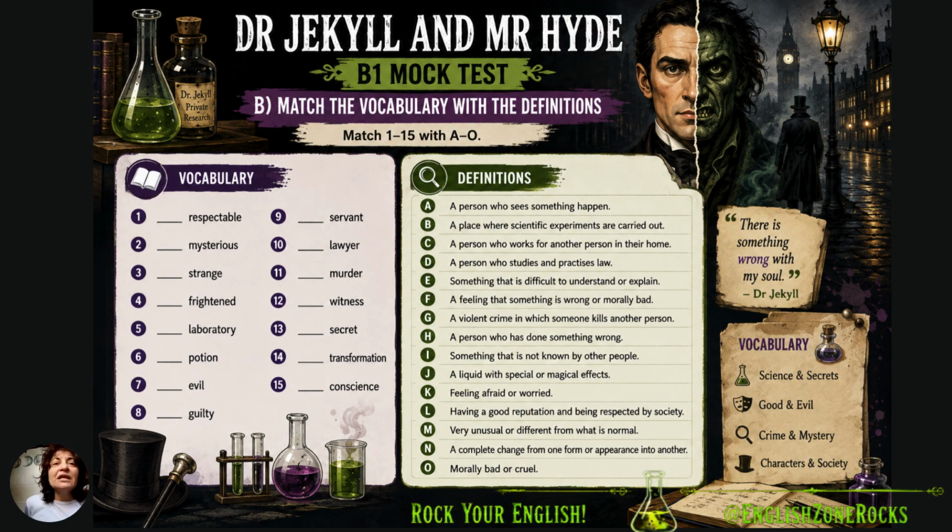There we have a message. There is something wrong with my soul, Dr. Jekyll. And regarding the vocabulary that we've been working with: science and secrets, good and evil, crime and mystery, characters and society. Tan, tan, tan.